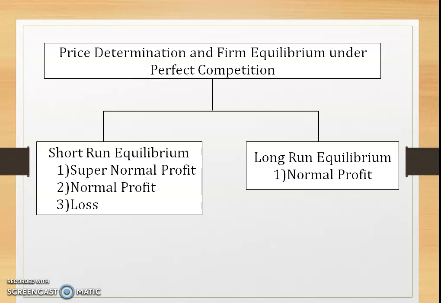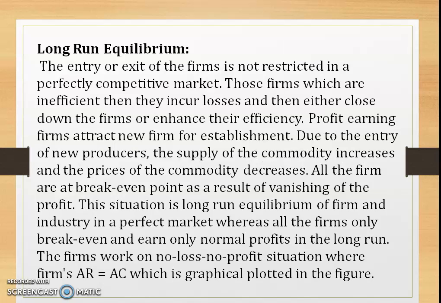So it has been categorized into two: short run equilibrium and long run equilibrium. Under short run equilibrium, it's been classified into three: supernormal profit, normal profit, and minimum loss or loss. So I would be posting a separate video for short run equilibrium. For this lecture video session, I am going to focus on long run equilibrium, which gives normal profit as far as the firm is concerned under perfect competition. Okay. Let's see the long run equilibrium.